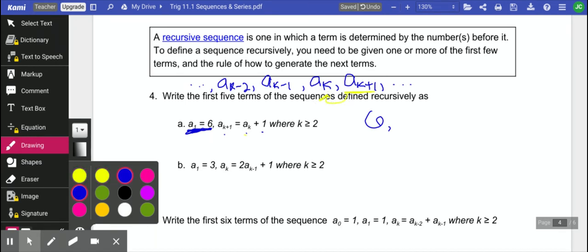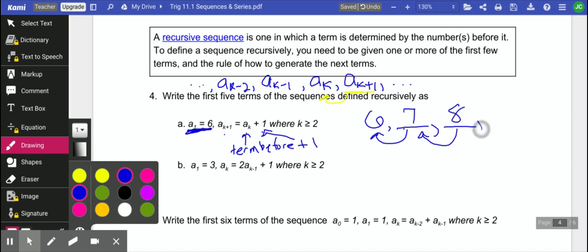So what this formula is saying is take the term before and add 1 to it. Okay? So if you want to find the second term, you take the term before and add 1. And then the next term, take the term before and add 1. And you can see this is a very simple sequence. Okay? Let's try a more complicated one.